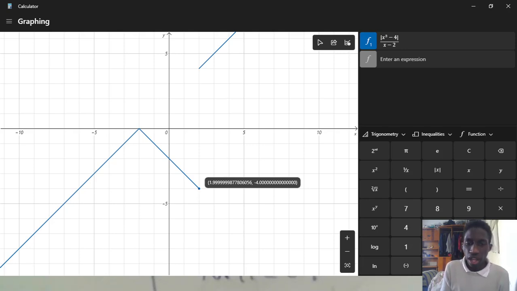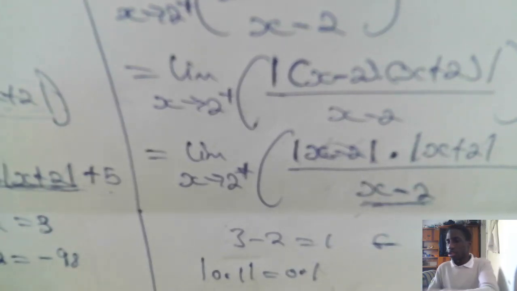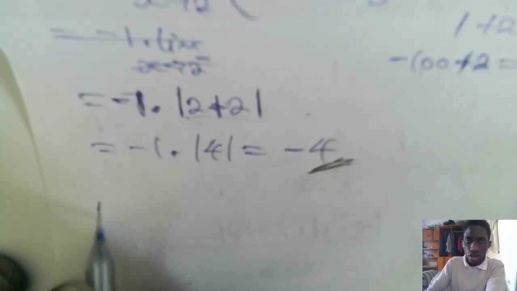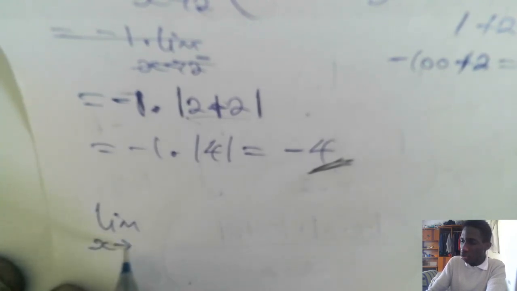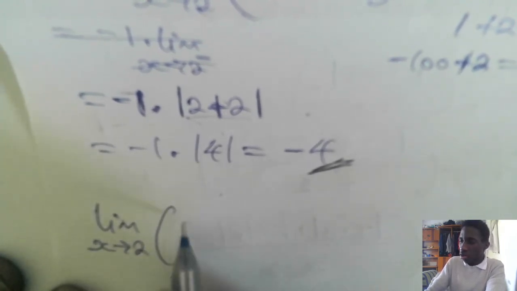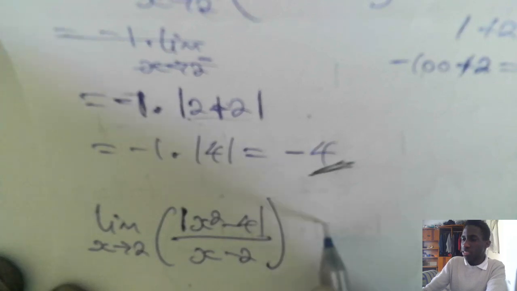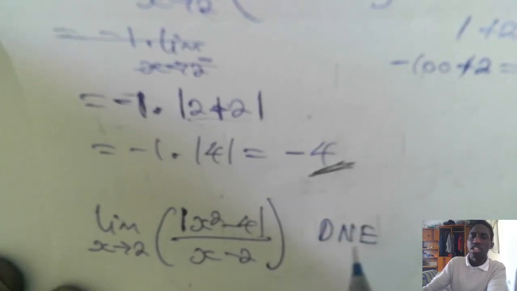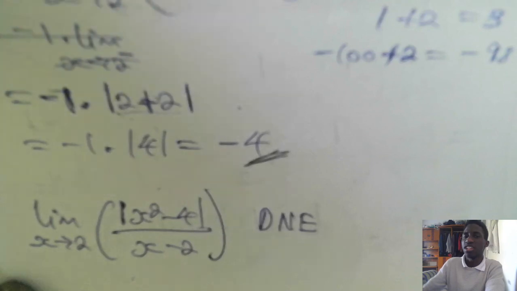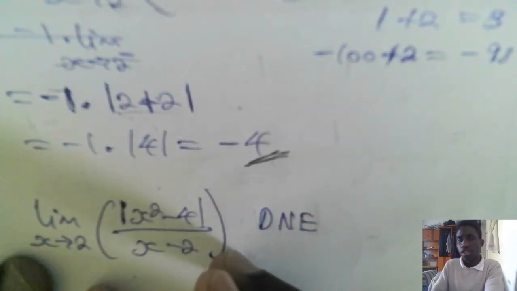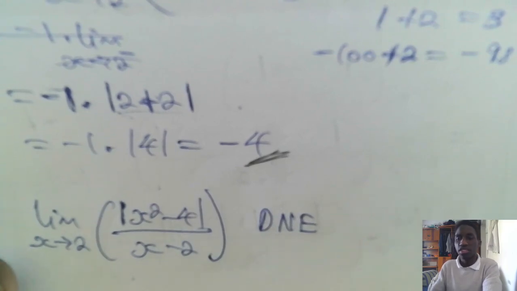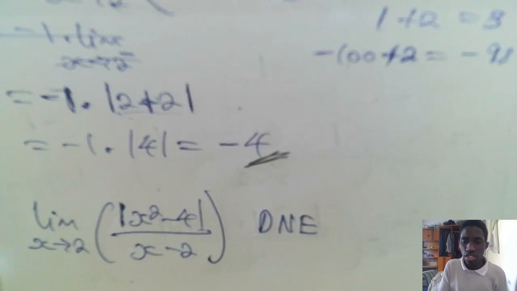Now, if I were to ask you a question, from what you've seen, what is the limit as x approaches 2 of the absolute value of x squared minus 4 divided by x minus 2? This does not exist. In calculus, we typically write DNE, does not exist. Why doesn't this exist? It doesn't exist because this function has two different one-sided limits.